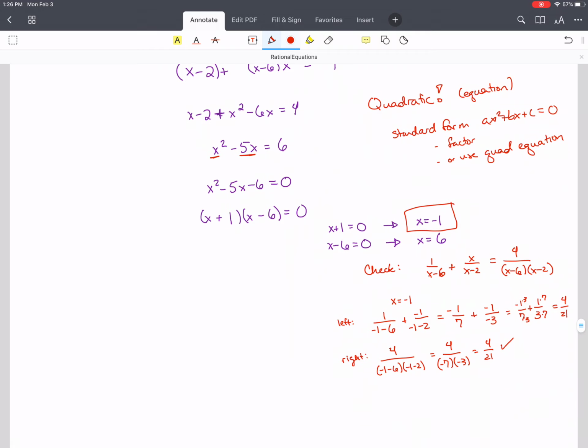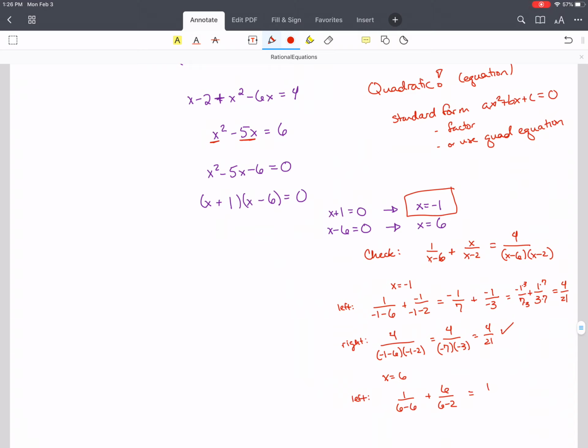But now let's check x equals 6 and see what happens. When I plug it into the left side, I get 1 over 6 minus 6 plus 6 over 6 minus 2. But that's 1 over 0. And I cannot divide by 0, which means this cannot be a solution.